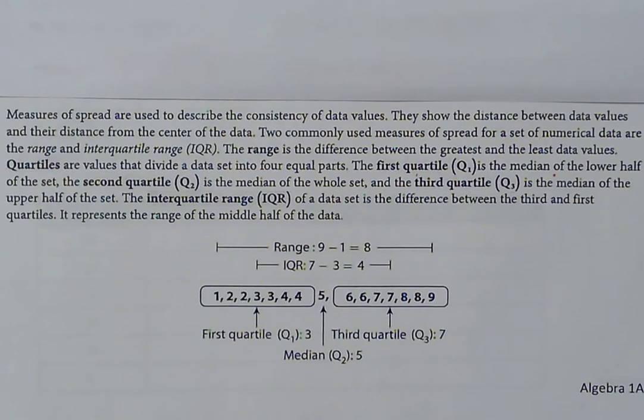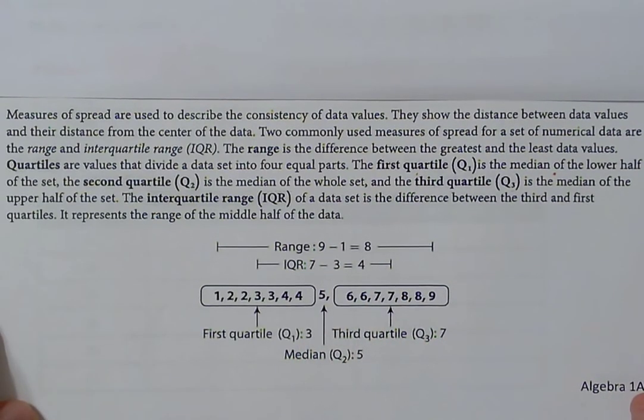If you were then asked to find the IQR, you just take the third quartile and you subtract it by the first quartile. So you would take 7 minus 3, and your IQR would in this case be 4.